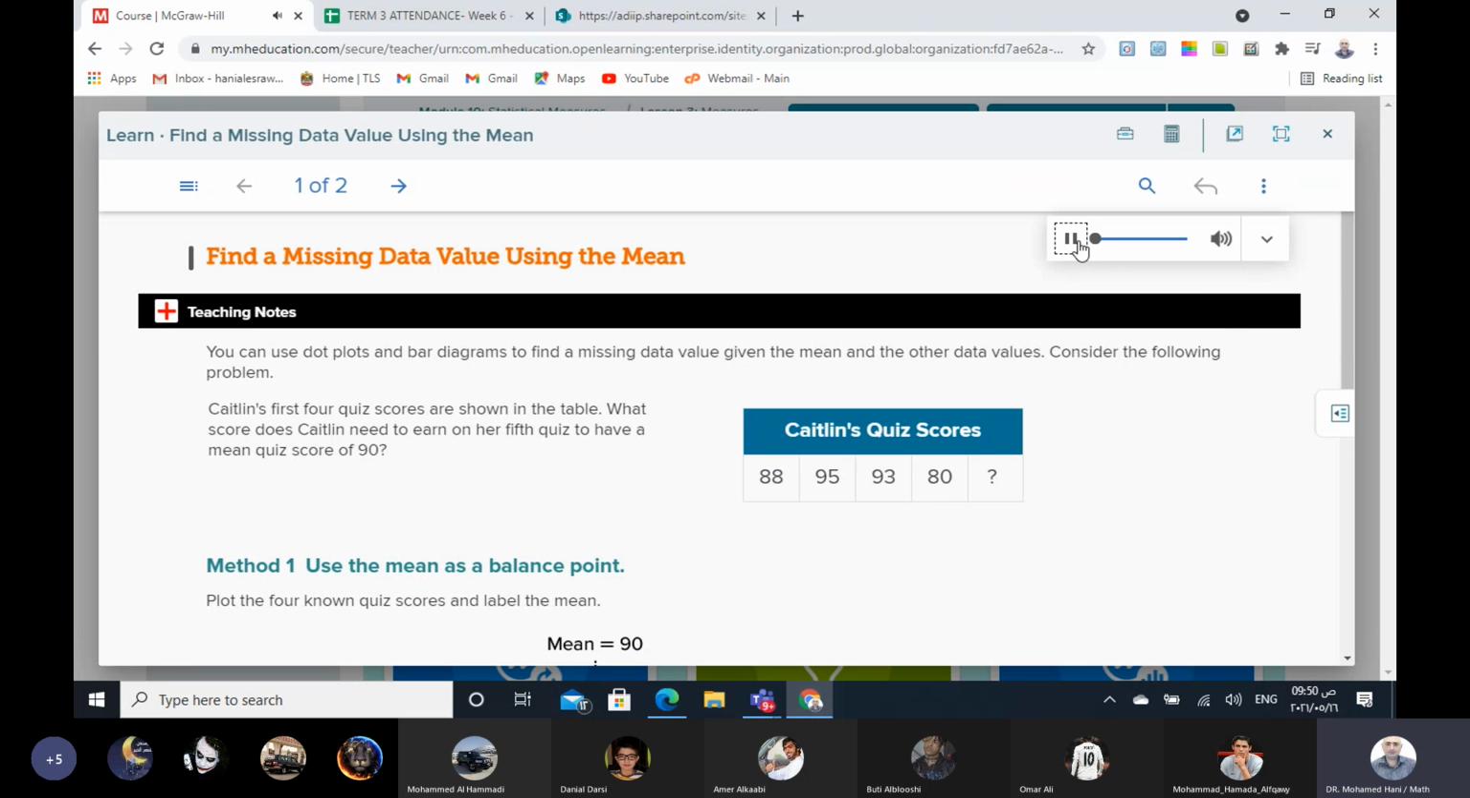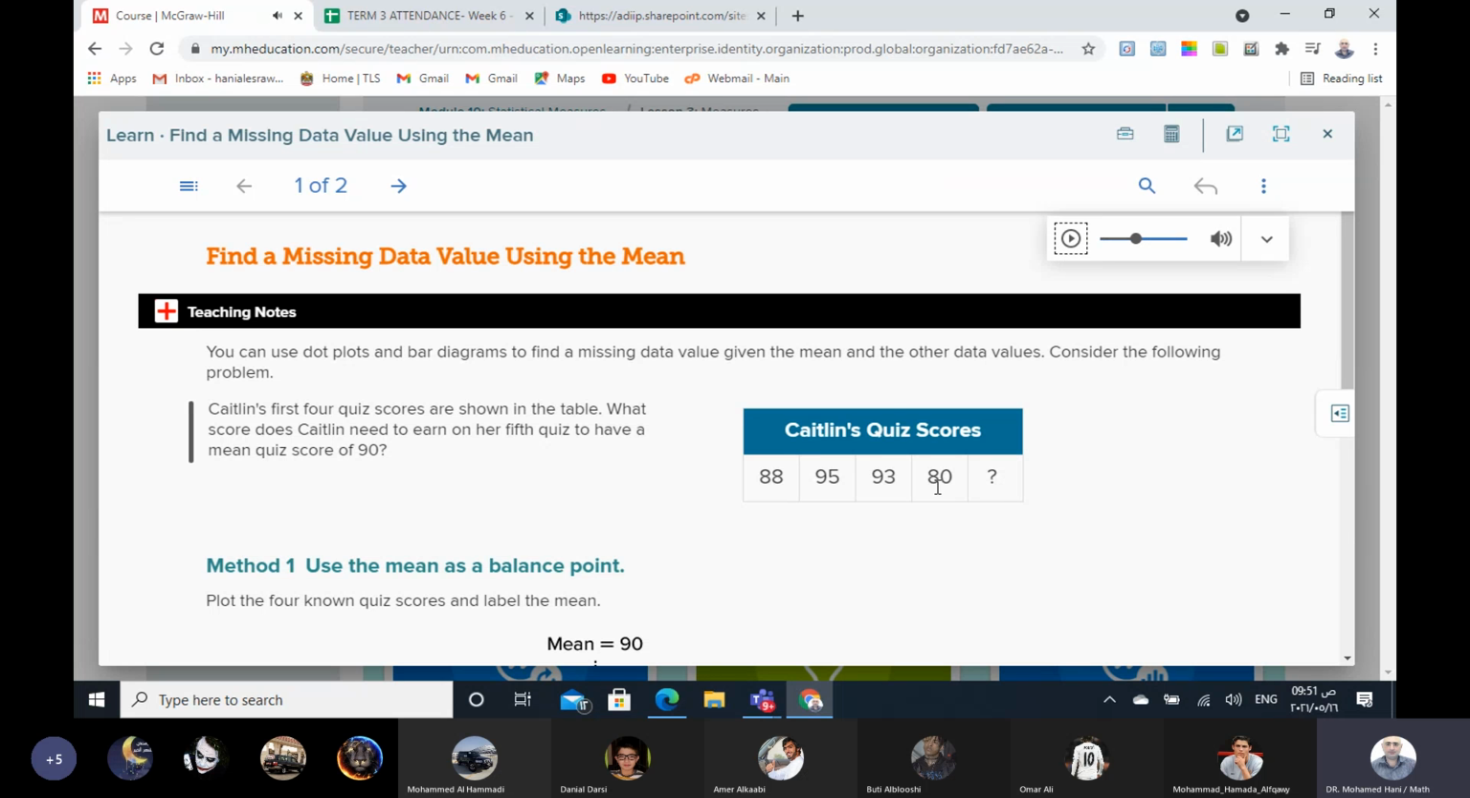Find a missing data value using the mean. Teaching notes. You can use dot plots and bar diagrams to find a missing data value given the mean and the other data values. Consider the following problem. Caitlin's first 4 quiz scores are shown in the table. What score does Caitlin need to earn on her 5th quiz to have a mean quiz score of 90?